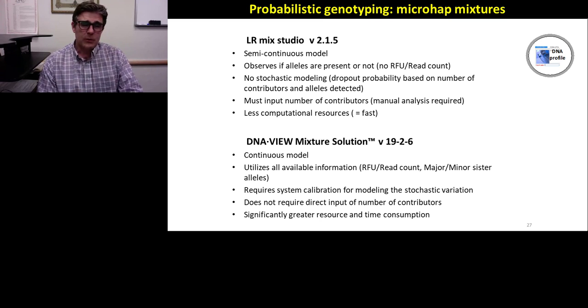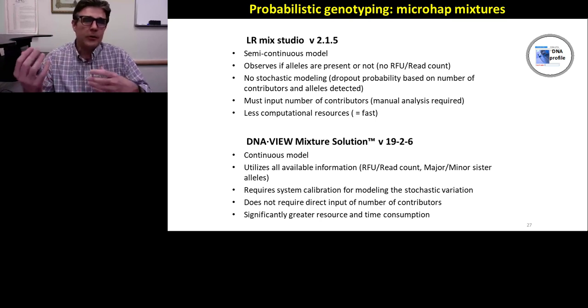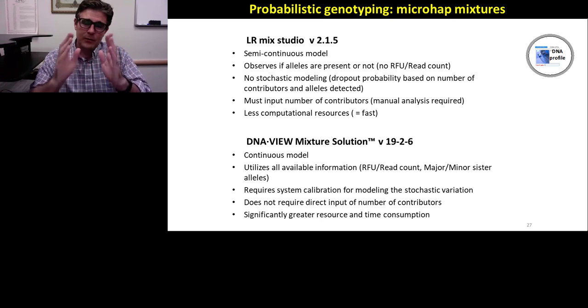And then, in collaboration with Dr. Charles Brenner, we've been using DNA View mixture solution, which was adapted by Dr. Brenner to import microhap data. I don't have many examples here in the interest of time, but we've demonstrated that it actually works pretty well, and microhaps are a good tool that can be easily adapted to probabilistic genotyping because of the characteristics that I mentioned earlier. You don't have to model stutter, or fragment size between alleles of the same locus, as you have to do with STRs. And so it's actually working pretty well.